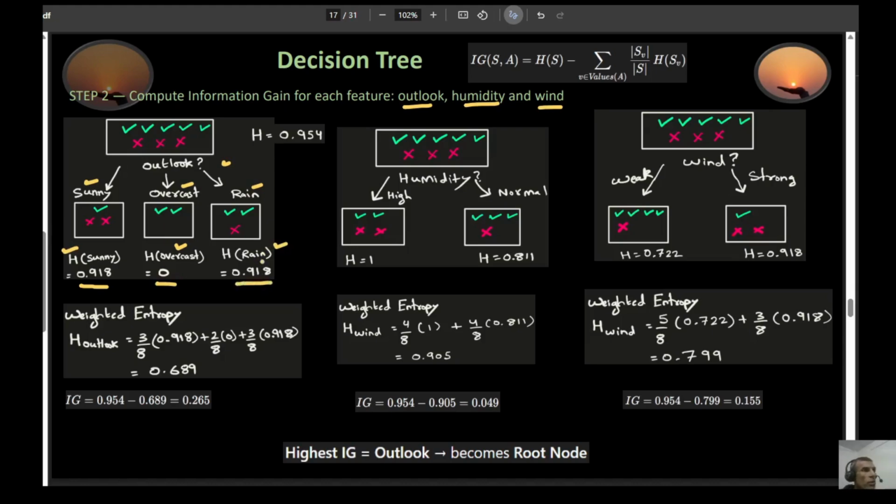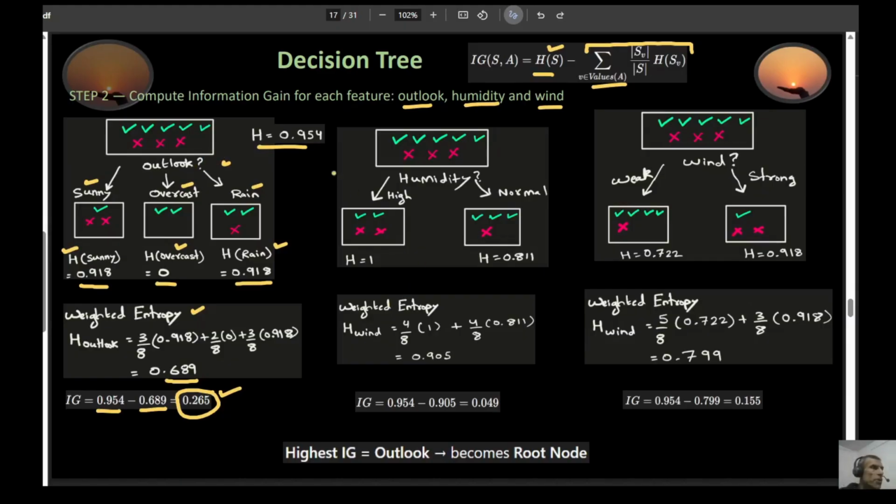I'm assuming you know now how to calculate entropy. Now we calculate weighted entropy. So weighted entropy would be this expression right here. This is my weighted entropy. So calculate weighted entropy for each one of these classes combined together, and the answer comes out to be 0.689. And I also know the entropy of my parent. So substituting these values inside this expression right here, the answer is 0.954 minus 0.689, which is 0.265. So this is the information gain for this data set when you split along the feature outlook.